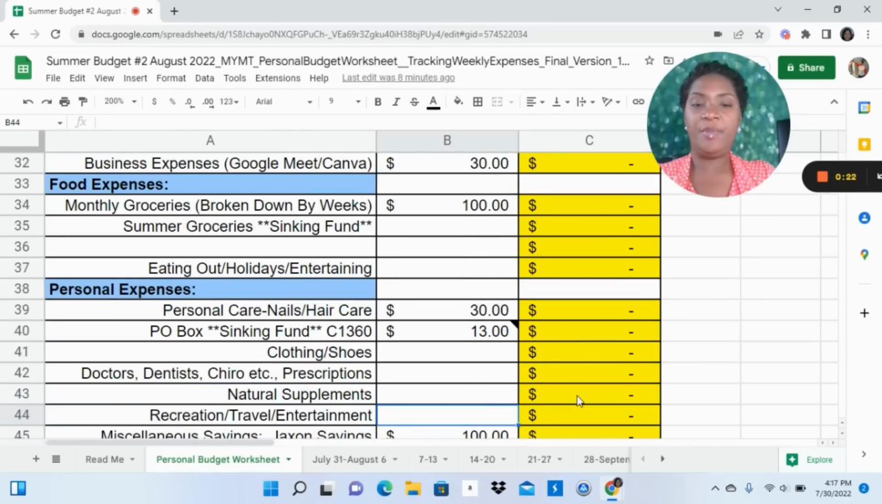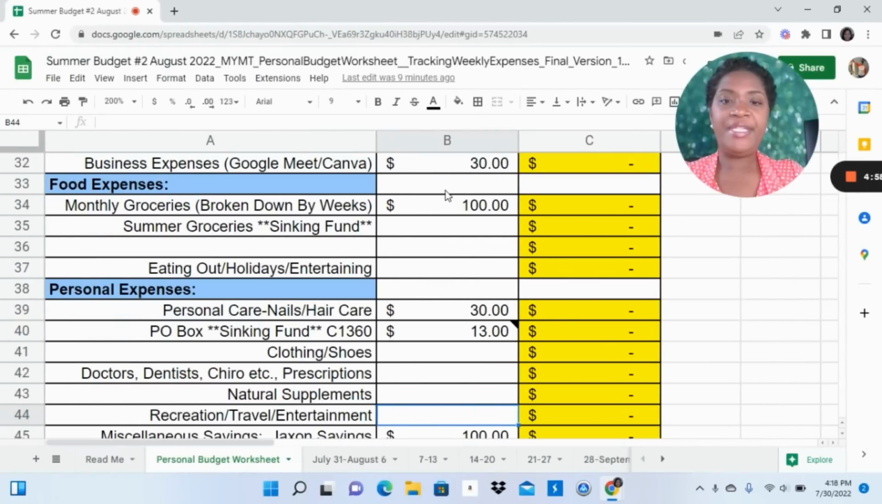Scrolling down for food expenses, I plan in about $100 extra for groceries, but I do have a summer grocery sinking fund that I keep all year long. And so that's how the kids and I are getting groceries right now. I usually take out about $25 per child support to add to the $75 I save each month for our summer. Moving down, I have personal care.